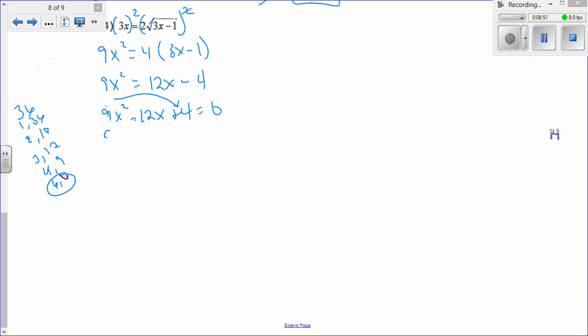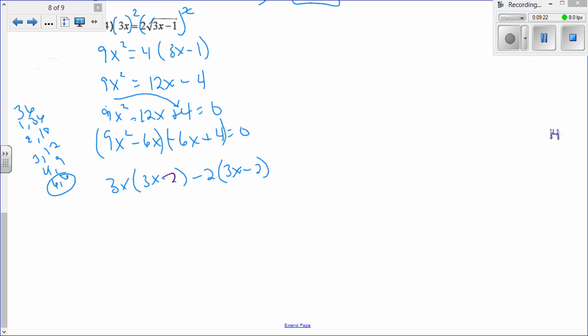So break it down to 9x squared minus 6x, another minus 6x, plus 4 equals 0. Then we group. Here I'm going to take out a 3x, and I'm left with 3x minus 2. Here I'm going to take out a negative 2, so I'm left with a 3x minus 2. So we have 3x minus 2 times 3x minus 2.